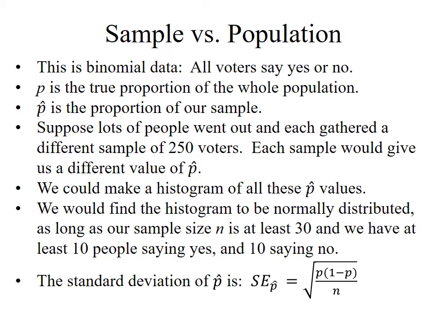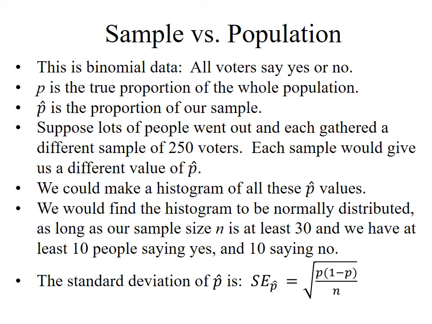So this is what happens when somebody says true or false, yes or no, do you like cats or do you like dogs, Coke or Pepsi, you know, that sort of thing. Everybody's vote comes into one of two categories. Again, p, without the hat on it, is the true proportion of the whole population. That's everybody who's going to vote in the whole state. P-hat is the proportion of our sample, just the 250 people we talked to.